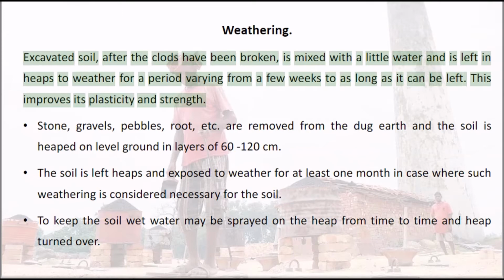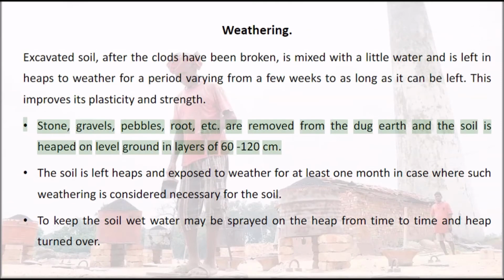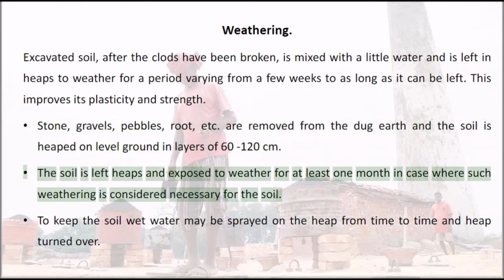Stone, gravels, pebbles, root, etc. are removed from the dug earth and the soil is heaped on level ground in layers of 60–120 cm. The soil is left in heaps and exposed to weather for at least 1 month in case where such weathering is considered necessary for the soil. To keep the soil wet, water may be sprayed on the heap from time to time and heap turned over.